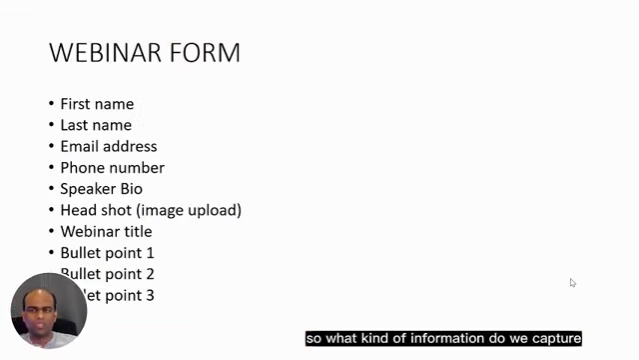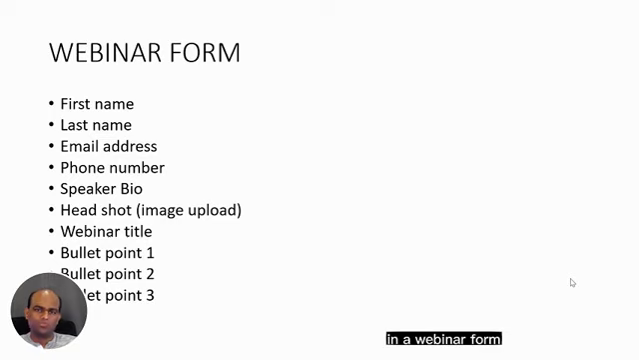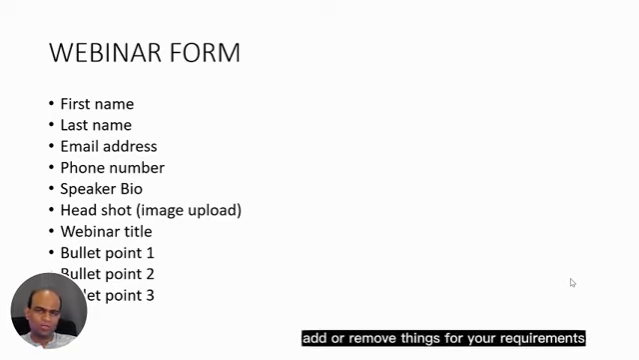So what kind of information do we capture in a webinar form? These are the recommended ones. Of course, you can add or remove things per your requirements. We capture their name, email address, and phone number, and then often we can ask them to put in a speaker bio. So when you're the host, you can just read from the bio and you don't have to research. They've already given you something about them, and you can just modify it or read from it.